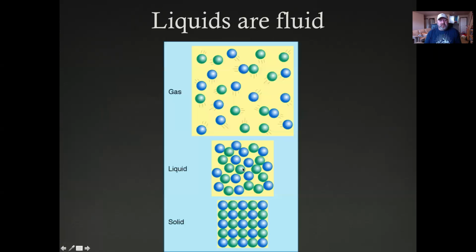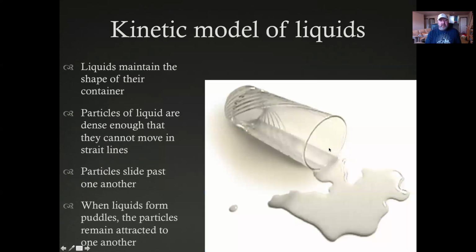So we basically consider liquids to be incompressible. So again, liquids are fluid, and so are gases. The molecules are able to slip and slide around one another, and that's what gives something the property of being liquid. So there's kinetic models of liquids, and that basically says that liquids are going to fill the shape of whatever container they're in. And those liquid molecules, unlike gases, they don't move in straight lines, because they're having to slip and slide around and pass one another. They won't move in straight lines.